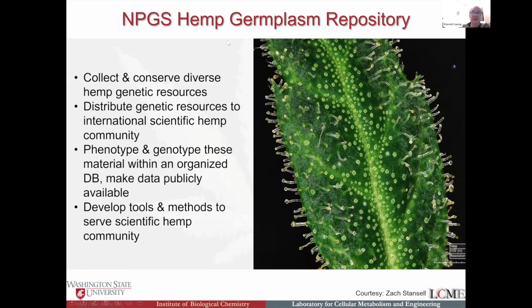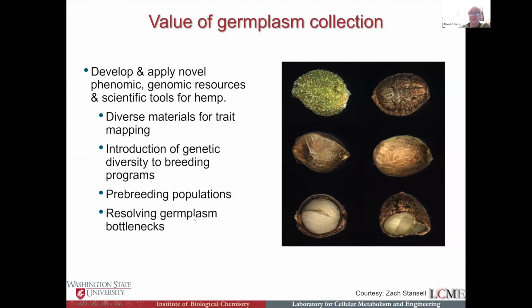Ways that we look at this is, again, we collect and conserve different genetic resources. These are then distributed. Part of this, of course, is you need to know what it is that you're looking at. So phenotyping and genotyping the material is very, very important. And we also, Zach and Tyler especially, are working on developing tools and methods that will help serve the hemp community for the ability to look at these plants and use them.